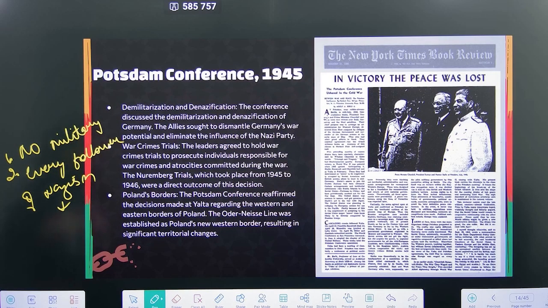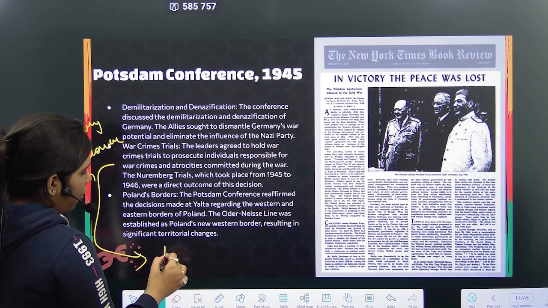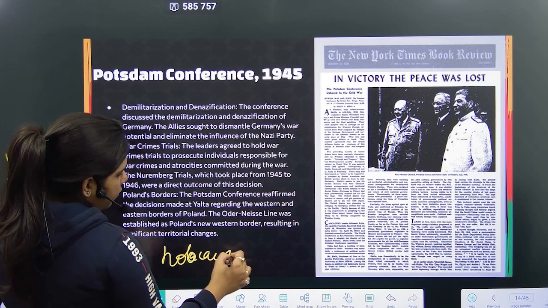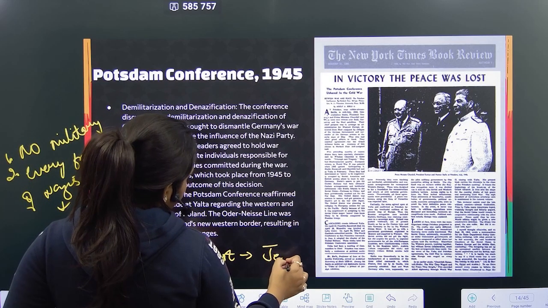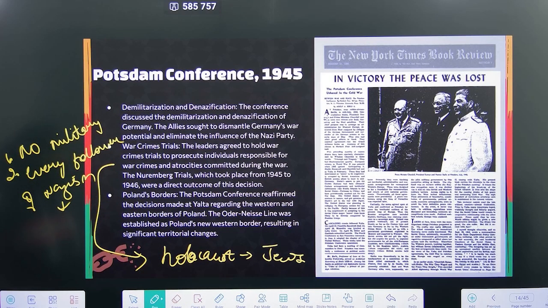War crime trials: the leaders agreed to hold war crime trials to prosecute those individuals who were responsible for war crimes and atrocities committed during the war. If you all remember, one thing that could be included there is the Holocaust, the German Holocaust against the Jews. The Nuremberg trials. All of those who committed this were supposed to be tried.